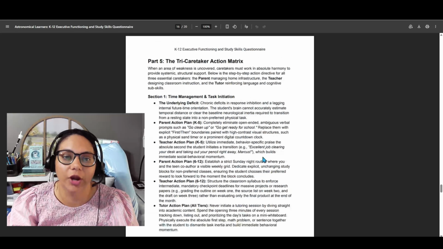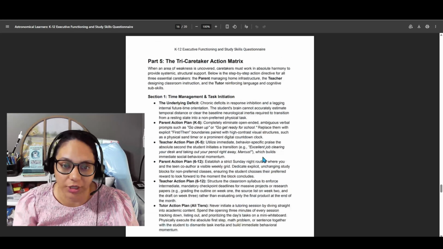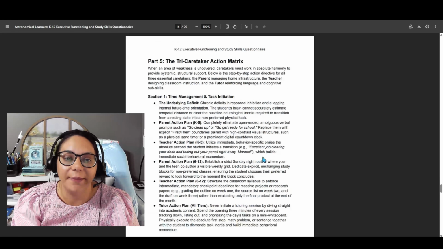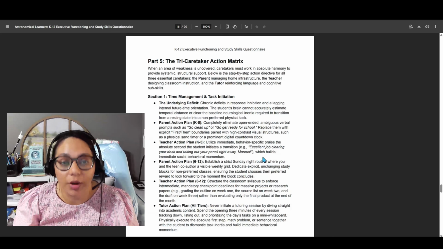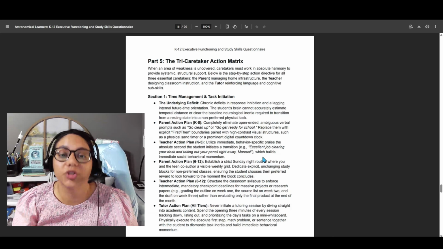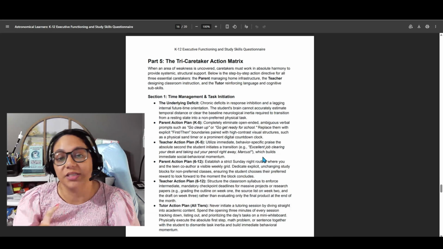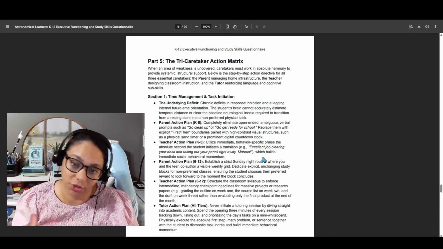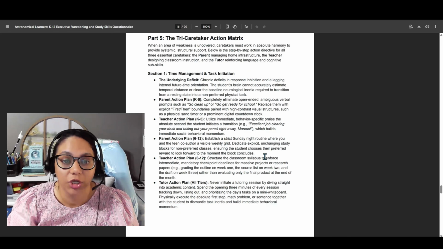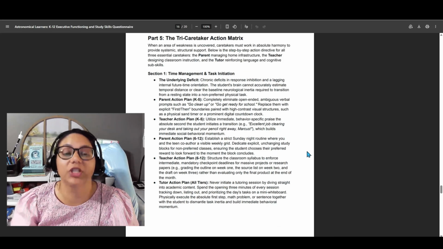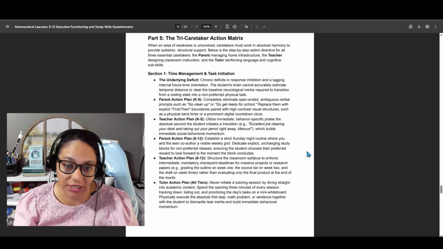Also, I've included here the tri-caretaker action matrix. So what does that mean? That means that any area of weakness that's uncovered, caretakers or any stakeholder must work in harmony to provide systemic structural support. So it means the parent, the teacher, and if you have a tutor or a nanny or anybody else who is working with the child. So an example is like if it's a time management and task initiation issue.